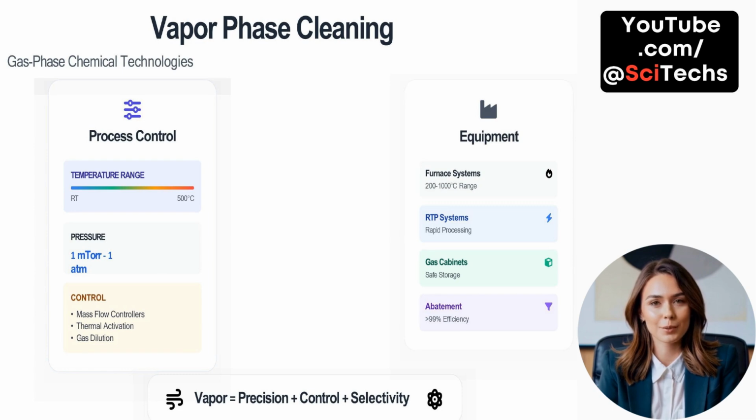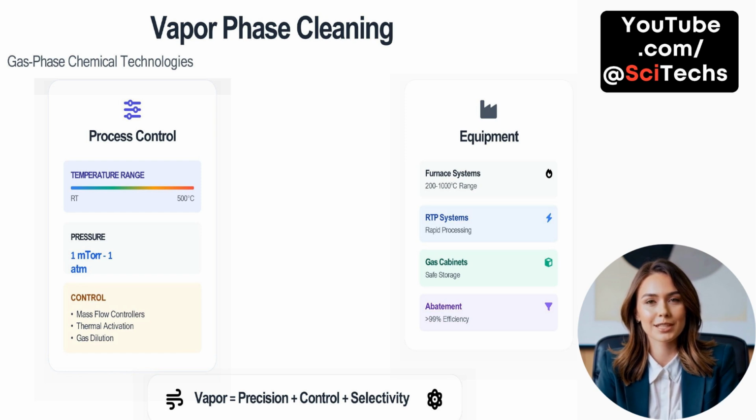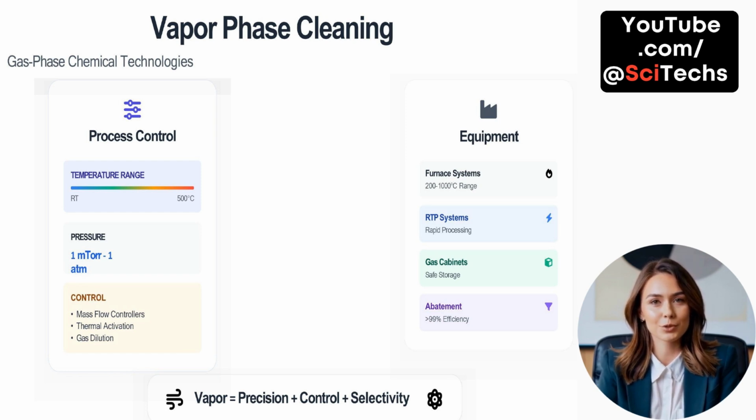Process control and equipment in vapor phase cleaning. Successful vapor phase cleaning relies on precise process control and specialized equipment. Temperature control spans from room temperature up to 500 degrees Celsius, depending on the chemistry and target material. Pressure control is equally critical, with operational ranges between 1 millitorr and 1 atmosphere. These ranges accommodate different gas phase reactions and allow engineers to fine-tune reactivity and selectivity.